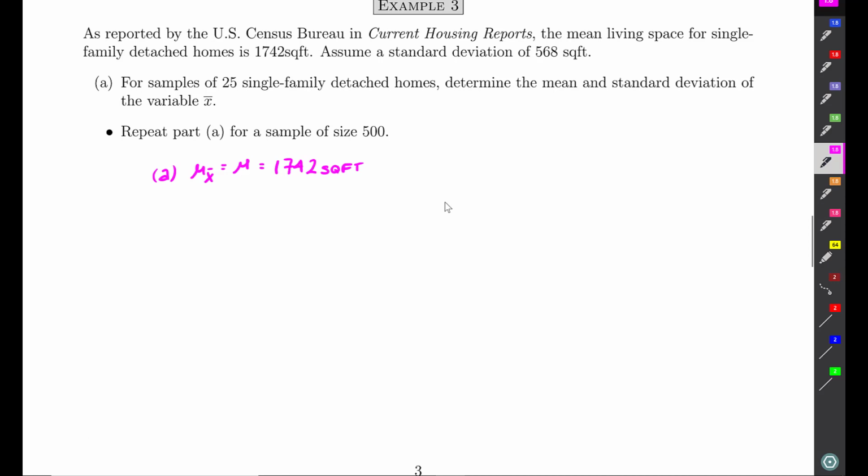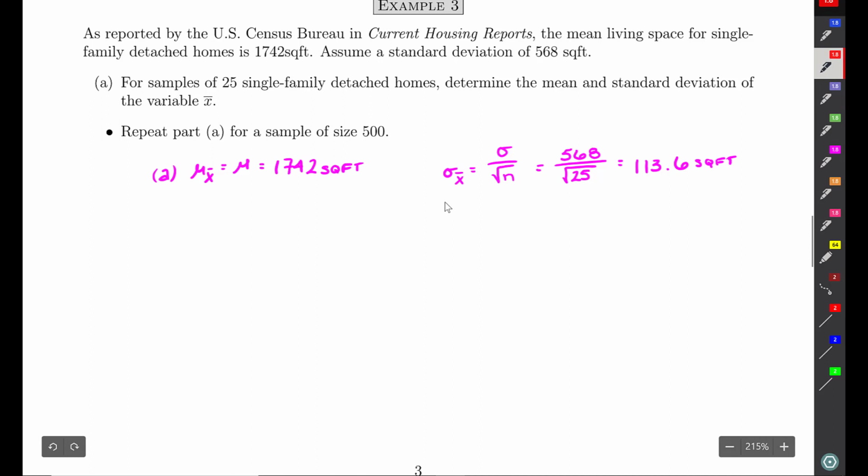For the standard deviation, so now we're looking at sigma sub x bar, we're going to use that formula that was listed earlier, where it's sigma over the square root of n. And in the case of our example here, we have sigma is 568 over the square root of 25. That's our sample size. And when we type that into our calculator, we get 113.6. Again, that's square feet.